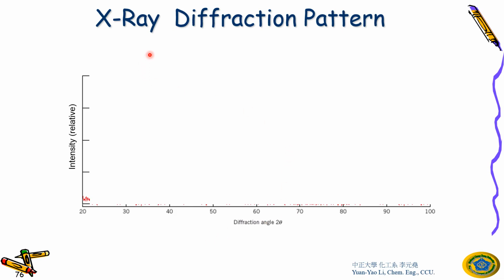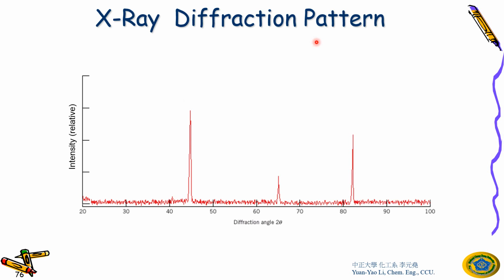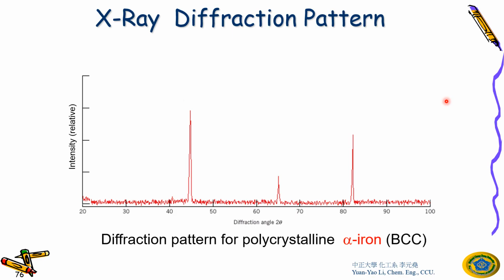So let's look at an X-ray diffraction pattern. For example, you put an unknown material in powder form into this X-ray diffraction machine, and you get three peaks like this. The computer will tell you this is the diffraction pattern of polycrystalline alpha iron. Alpha iron, as you know, is a BCC structure. The computer tells you this peak is 110, which is this plane, right?